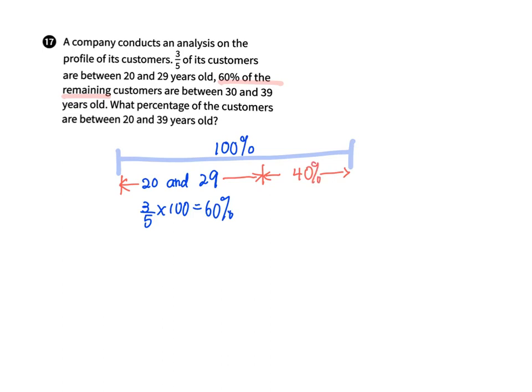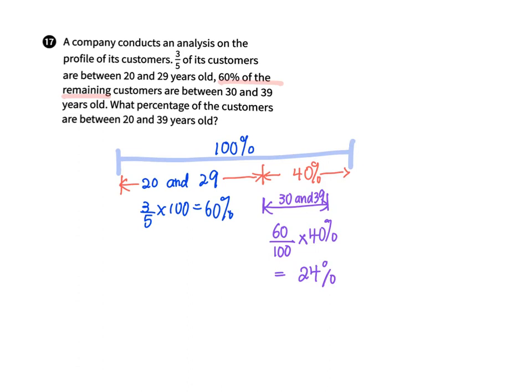Okay, but then they say out of the remaining, so out of this itself, I have another 60% of this remaining customer. So this is 60% of the 40%, which gives me a total of 24%. These people are in the age group between 30 to 39.